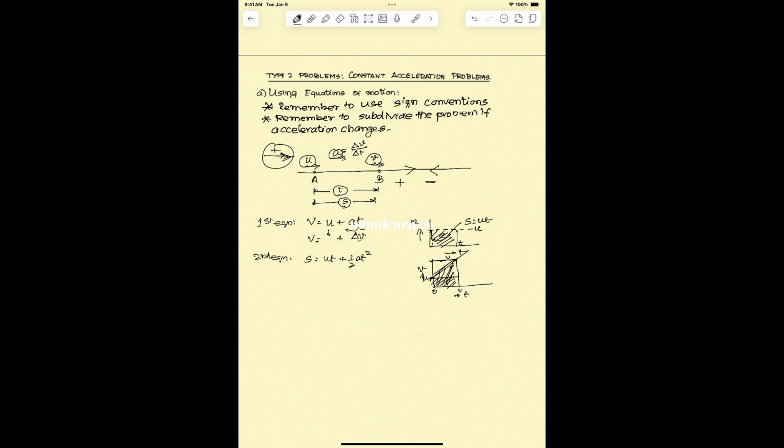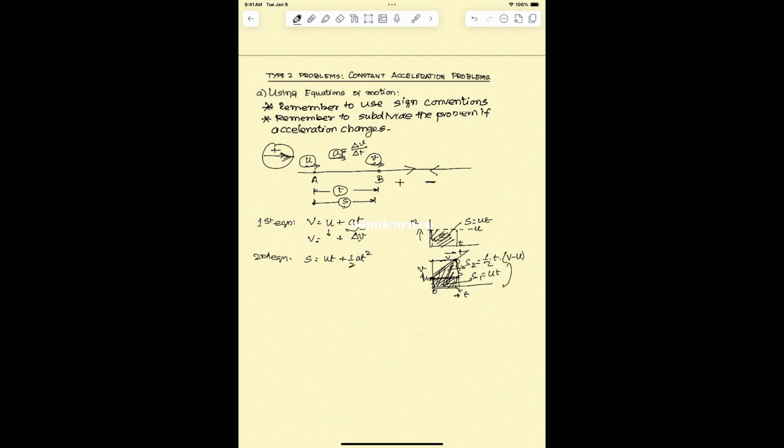Therefore, then what is the area? Now the rectangular part can be called S1 equal to U into T, the rectangle. And then the triangular part, let us call it S2, is equal to half into base into altitude. Altitude is V minus U.